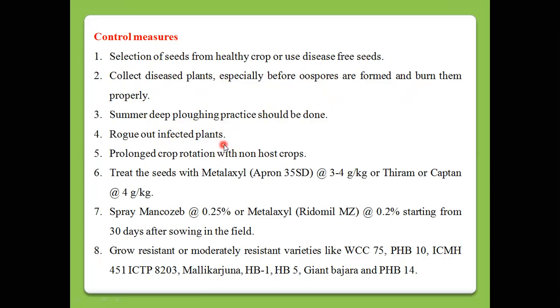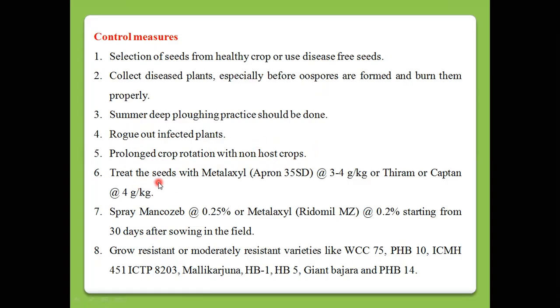Then rogue out the infected plants. Rogue out means locate the infected plants and uproot them from the place. Then prolong the crop rotation with non-host crops. It means you do not cultivate the bajra crop year after year in the same fields, to avoid infection from the oospores by growing non-host crops.